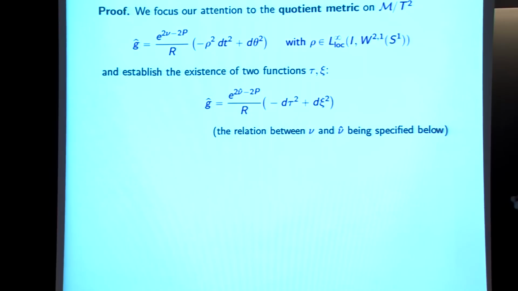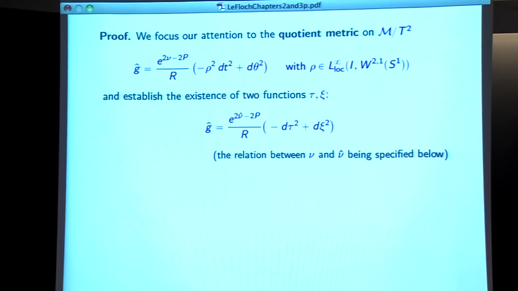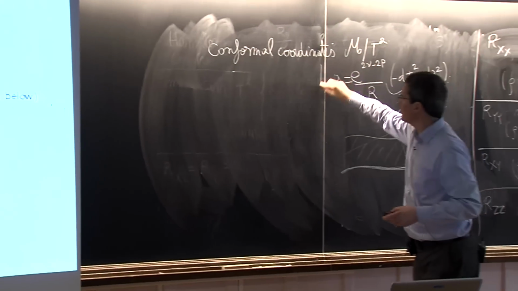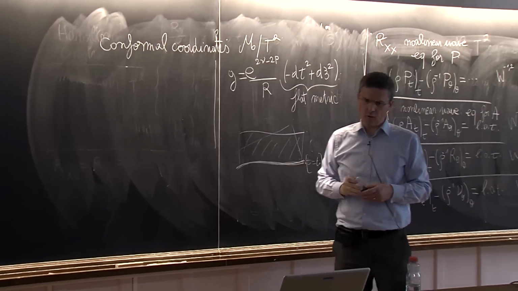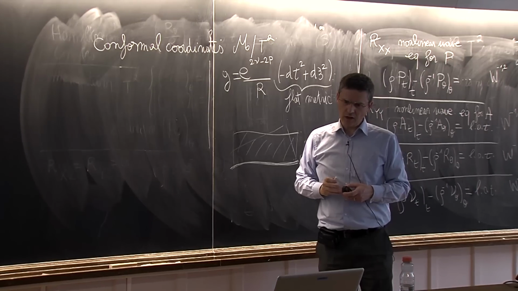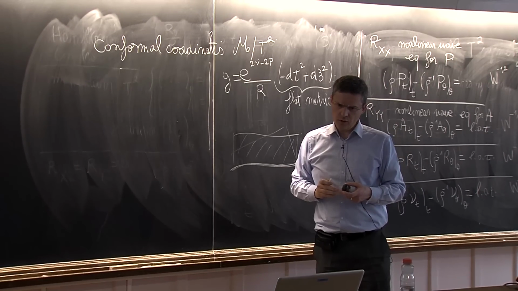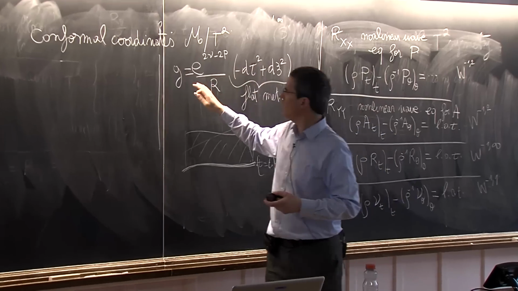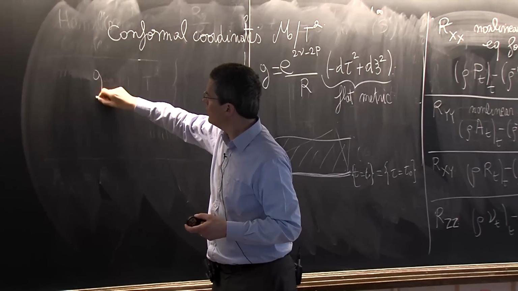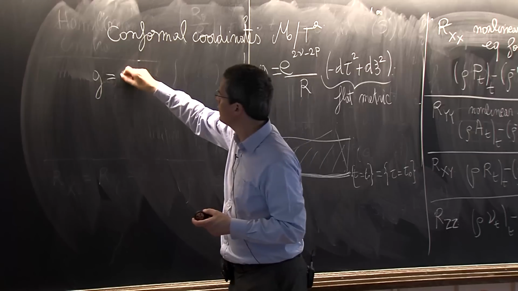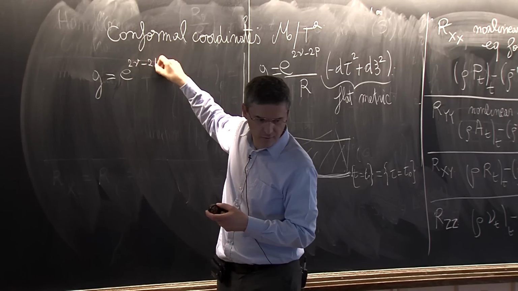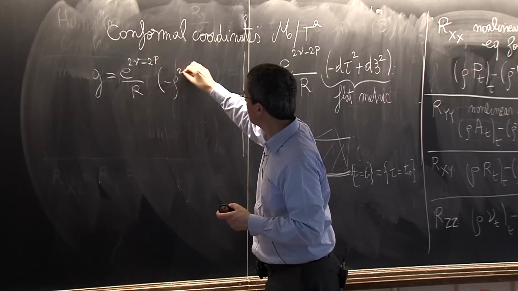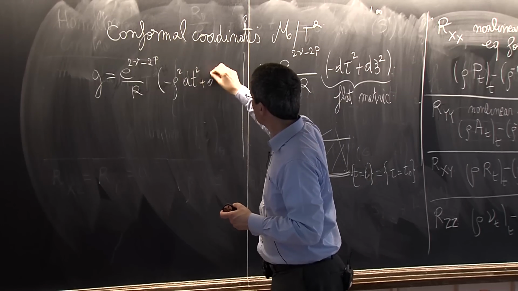Okay, so you see what we want to achieve, and as I started saying on the blackboard, we only look at the quotient metric, so you can somehow forget about the dx squared and dy squared in the expression of the metric. And what we would like to do is find functions tau and psi in such a way that the metric, which originally was written in the form e to the 2 nu minus 2p over r times minus rho squared dt squared plus d theta squared.